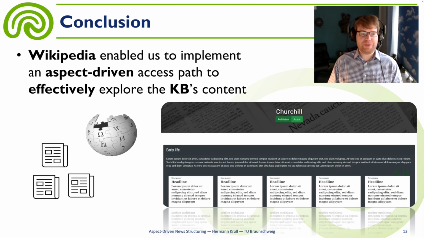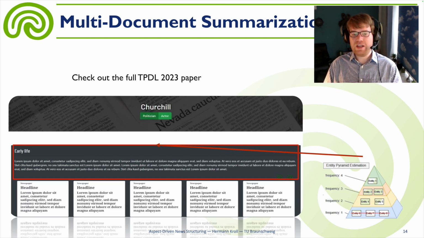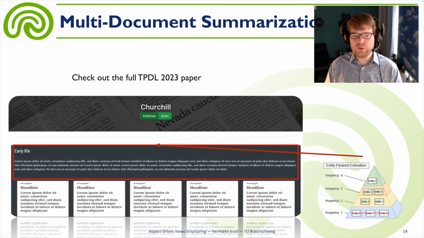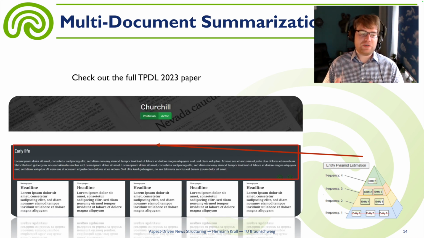In conclusion, Wikipedia data enabled us to implement an aspect-driven access path to effectively explore the KB's content. So we could design a system, and it worked with sufficient quality in the end. If you want to know more about the system, especially about the multi-document summarization part, you can look into our GPDL paper. Just as a short remark, the multi-document summarization part was not very good, so it was not useful at all. But the structuring part, classifying articles into different aspects and roles, worked quite well.